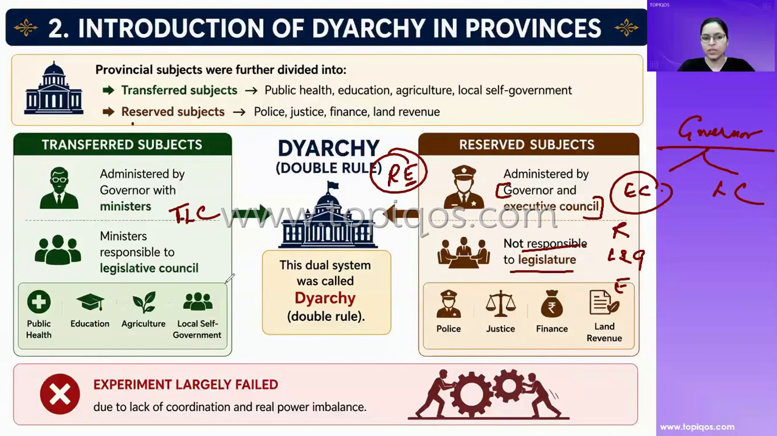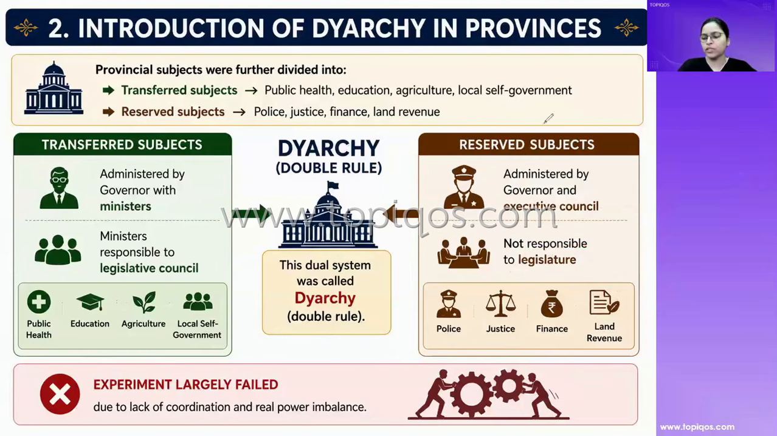Once again, I'll explain this. So first of all, what was the first point? In the first point, we studied that the subjects were divided into two categories, central and provincial. Fine. Now, further, they divided the provincial subjects into two, transferred and reserved. Okay. Transferred subject, ultimately, who will administer it? Governor. Reserved also governor. But we are using this formula TLC over here.